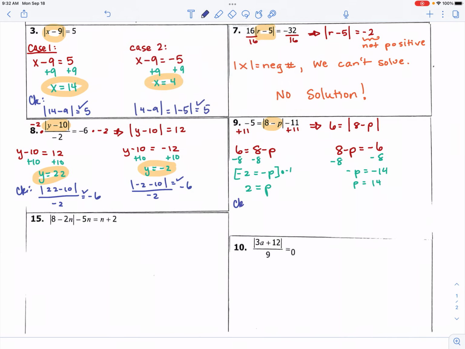All right, then we check. Again, go back to the original: 8 minus 2, and then minus 11. We do the math. That works out great.